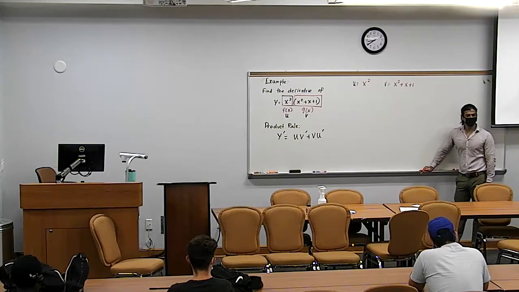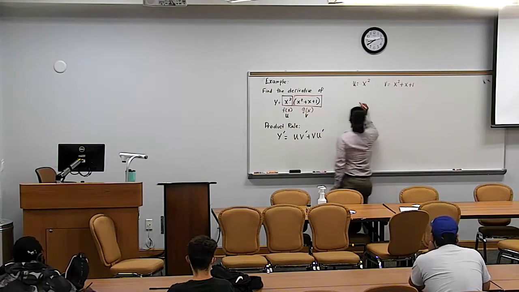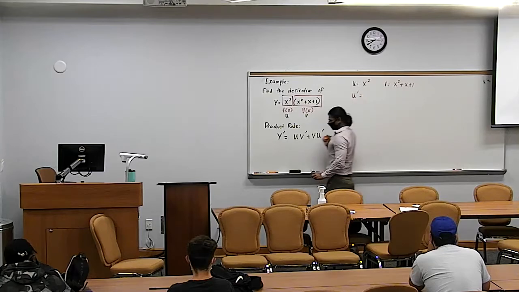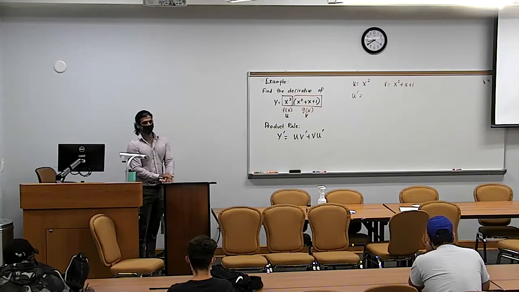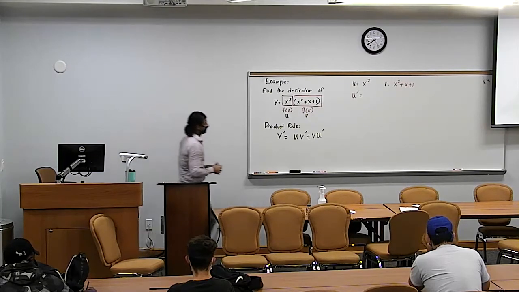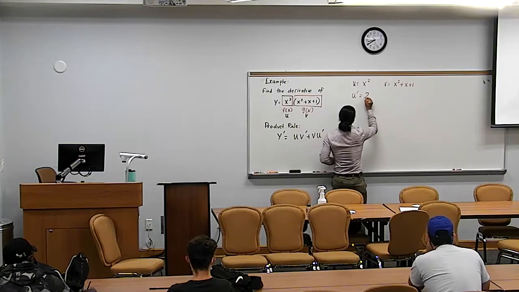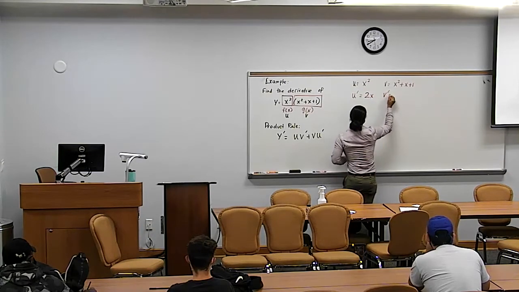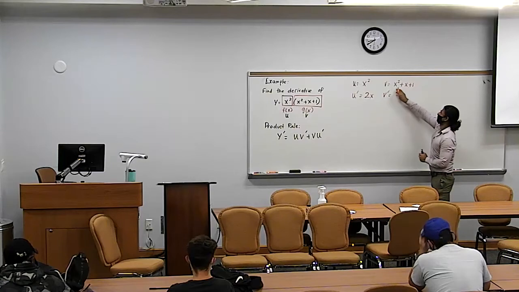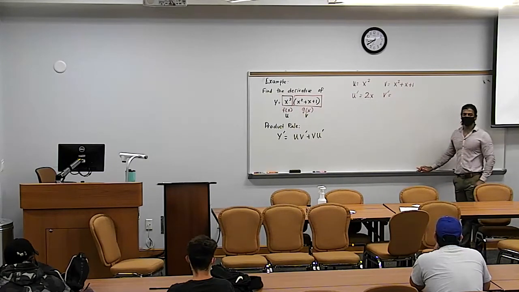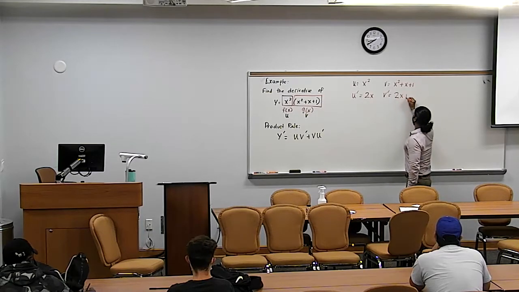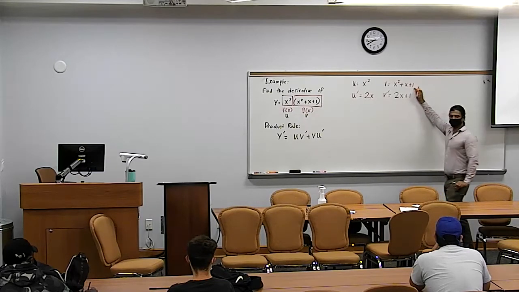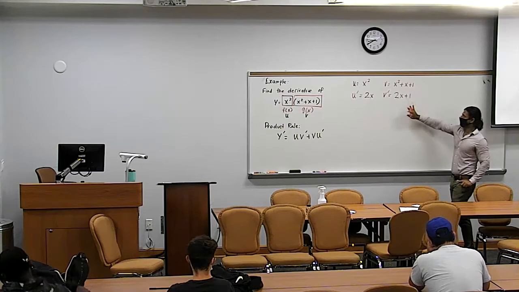Yes? I am sure that you must have done the homework by now. What is the derivative of x squared? 2x. What is v prime? In other words, the derivative of that entire thing. 2x plus 1 plus nothing, because the derivative of a constant is 0. So that is our answer.